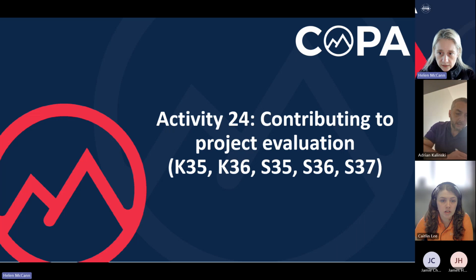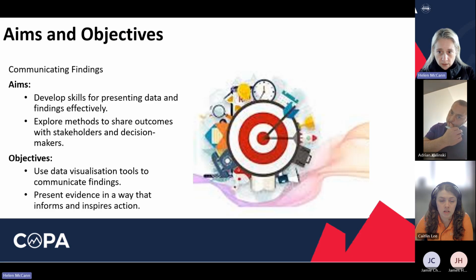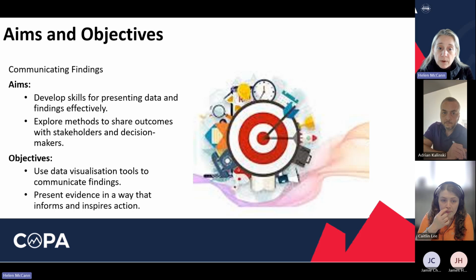The key points then are to develop skills to present data clearly and effectively and learn methods to share outcomes that inspire actions. So the aims are to develop skills for presenting data and findings effectively, explore methods to share outcomes with stakeholders and decision makers. And then the objectives are to use data visualization tools to communicate findings and present evidence in a way that informs and inspires action.